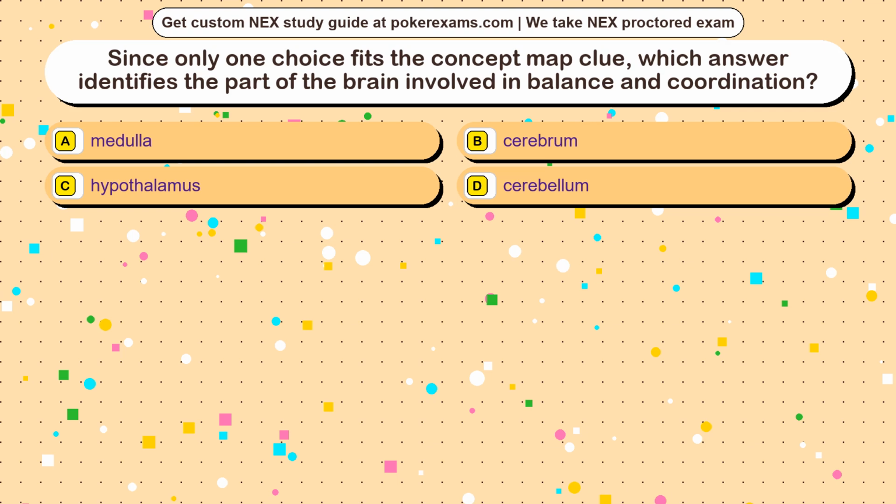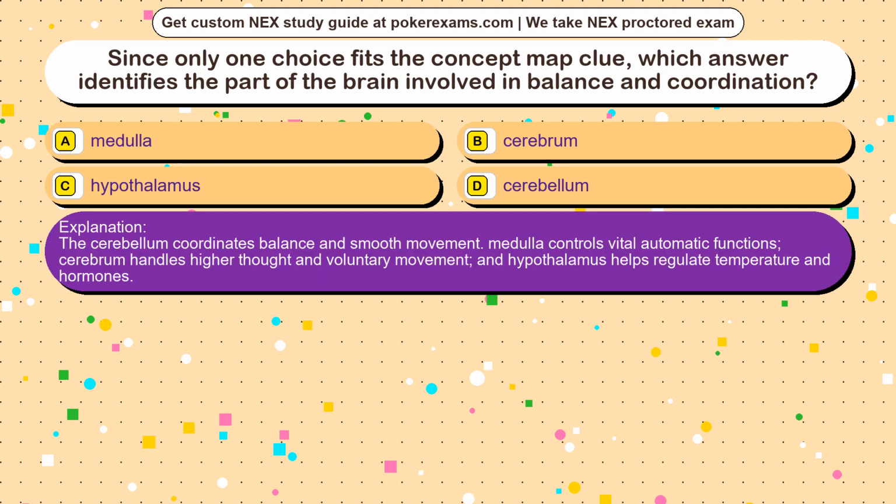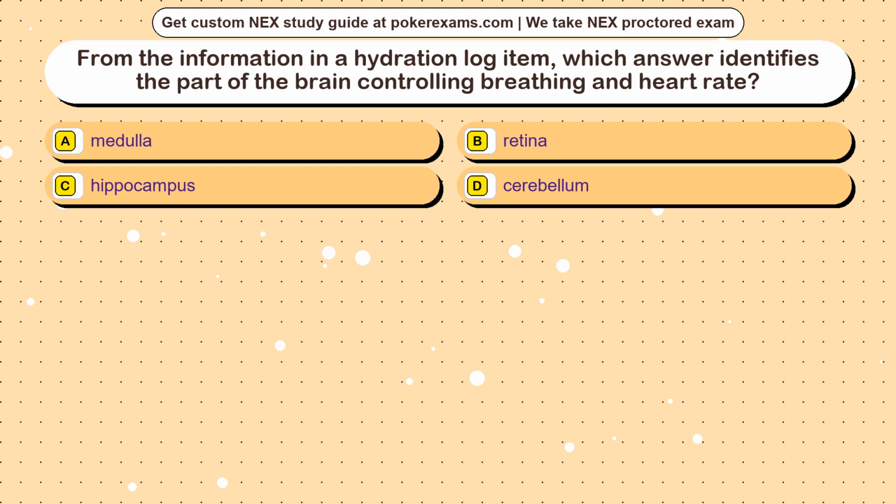The correct answer is option. The cerebellum coordinates balance and smooth movement. Medulla controls vital automatic functions, cerebrum handles higher thought and voluntary movement, and hypothalamus helps regulate temperature and hormones. Question 22. From the information in a hydration log item, which answer identifies the part of the brain controlling breathing and heart rate? Option A, medulla. Option B, retina. Option C, hippocampus. Option D, cerebellum.